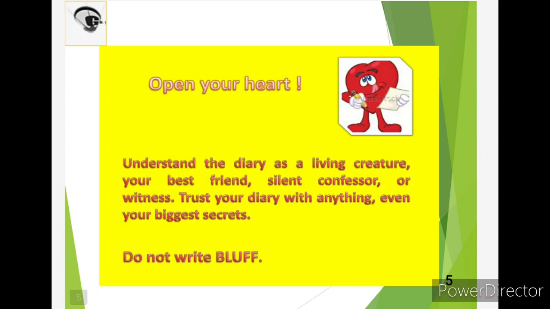Open your heart. Yes, at times you need to open your heart. You need to bring out what is inside. So understand the diary as a living creature, your best friend, silent confessor or witness. Trust your diary with anything, even your biggest secrets. So do not write bluff. You need to be true to your diary.